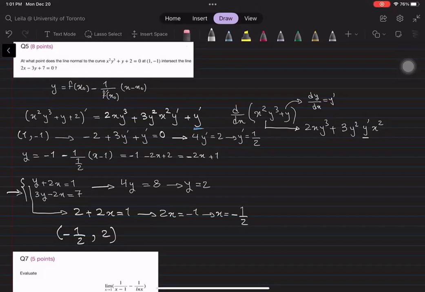Oh, so for these ones, I added the 2. So you add them, you have 4x plus 2x minus 2x equals 8. And then for this one, since I got the y, I just substituted. So I put the y here, so you have 2 plus 2x equals 1. And then I found my x. Okay, thanks.